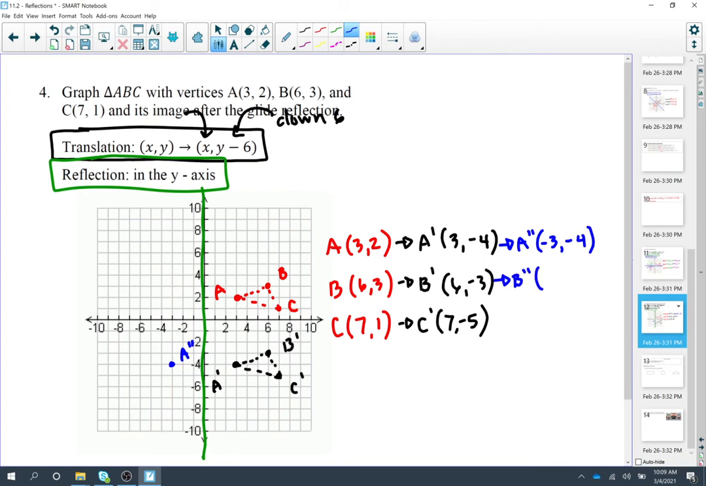B double prime is 6 away. So now we're going to go out to negative 6 away. So now we're at negative 6, negative 3. And again, it's the x coordinate that flipped. And then C double prime is 7 away. So now that's going to be at negative 7, negative 5.